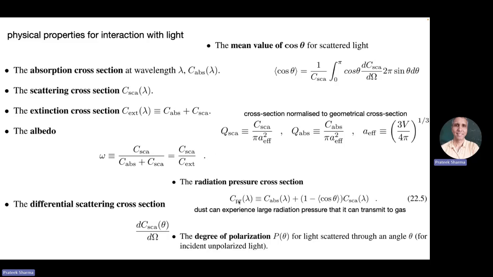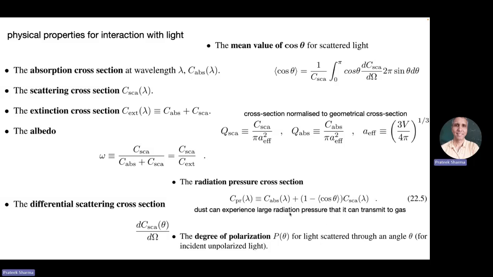photon is scattered. So this is the expression for the radiation pressure cross section, C_pr. This is the absorption cross section. Of course, if the photon is absorbed, all that momentum that the photon had now goes to that dust particle. And this is 1 minus mean cos theta times the scattering cross section. In scattering, you have a photon coming in this direction and it goes in that direction. So that's why you have this 1 minus mean cos theta. If a photon goes in the forward direction, it does not give the dust as much momentum compared to one which goes in the backward direction. So that's why you have this dependence.